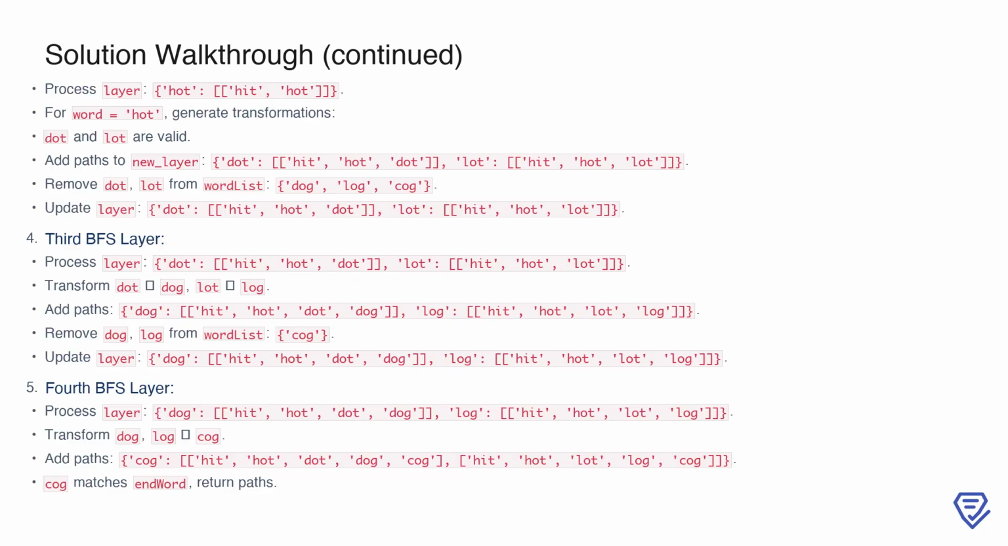Finally, we process the next layer containing dog and log. Both words transform into the end word, cog. We add the paths leading to cog as cog, hit, hot, dot, dog, cog, hit, hot, lot, log, cog. Since cog matches the end word, we return all the paths.